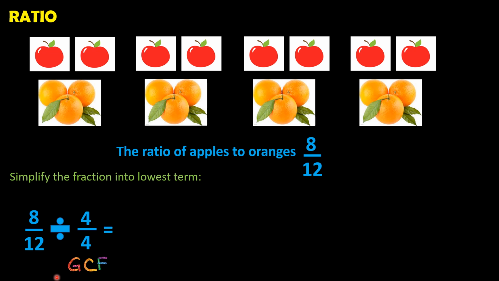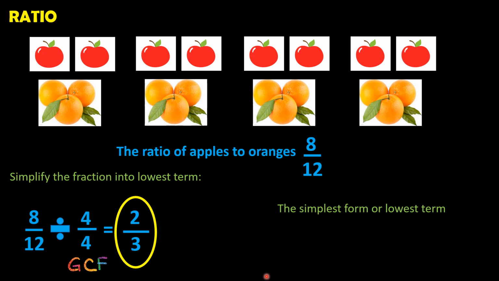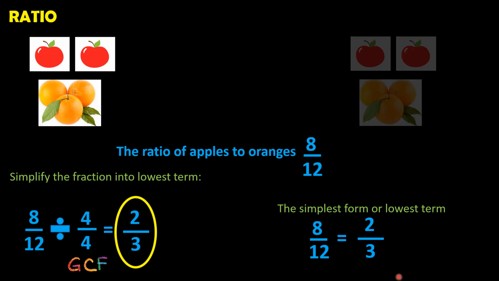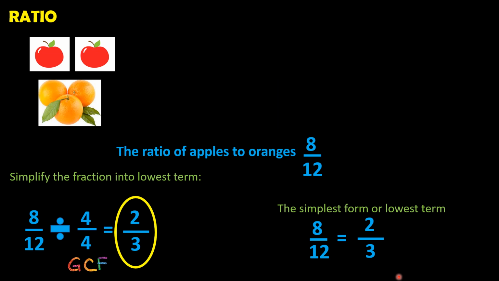So we divide the numerator, the numbers on top, and the denominator by the same number, which is 4. So 8 divided by 4 and 12 divided by 4 will give us 2/3. So the simplest form or the lowest term of 8 over 12 is simply 2 over 3. Now, from the given 8 is to 12 from our ratio, to simplify the picture, the ratio of 8 over 12 actually just came from 2 apples and 3 oranges. That's why we call this the simplest form.